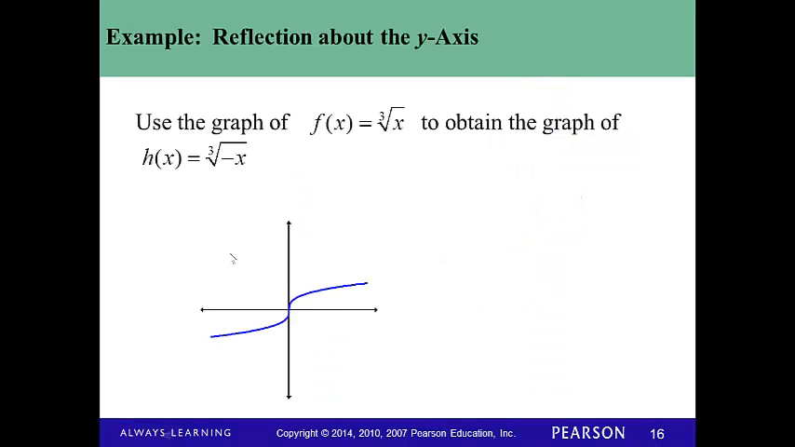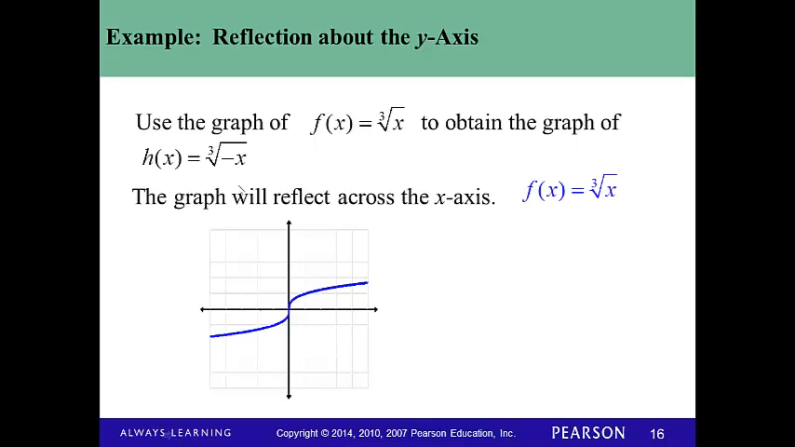Alright, let's do an example. So we're going to use f of x equal to the cube root of x to obtain a graph of the cube root of negative x. Okay, well, first of all, we notice that we have the negative on x, which means we're going to reflect this about the y-axis.